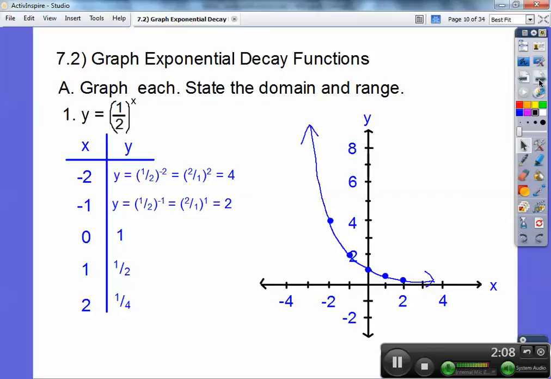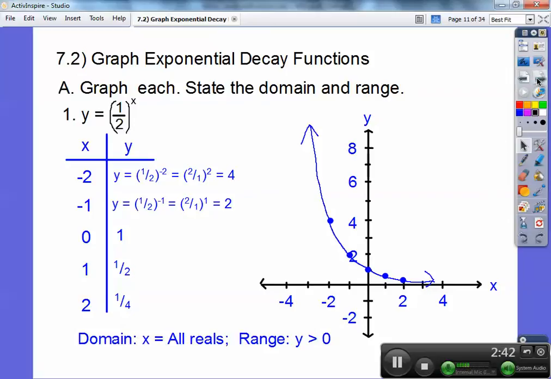Now, your domain is how much this graph goes left and right. This one goes to the left forever, even though it's going up and to the left. It goes up forever. It doesn't go down forever. It goes down to right here, and this line right here is called an asymptote. Maybe you've heard of asymptotes before, and this graph will never cross that asymptote. So y, which is your up and down movement, never goes below this line right here, so we're going to say y is greater than 0.